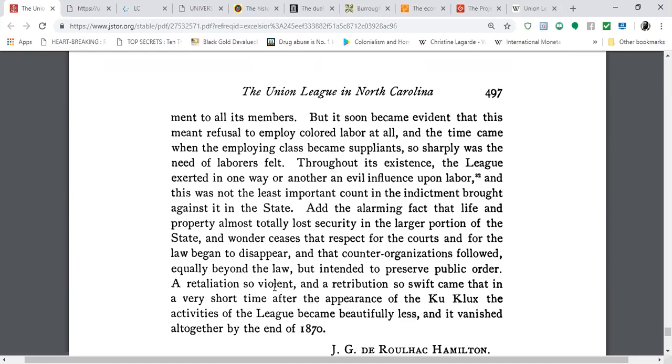Throughout its existence, the League exerted in one way or another an evil influence upon labor, and this is not the least important count in an indictment brought against it in the state. Adding an alarming fact, life and property almost lost security in large portions of the state. Negroes ceased their respect for the courts, and the law began to disappear. A counter organization followed, equally beyond the law, but intended to preserve public order. A retaliation so violent, a retribution so swift, came in a short time after the appearance of the Ku Klux Klan. The activities of the League became gradually less and vanished altogether at the end of 1870.